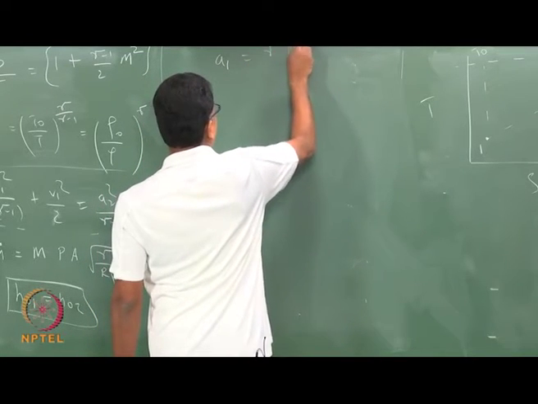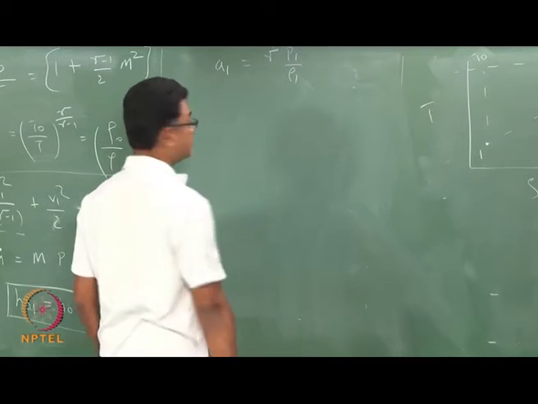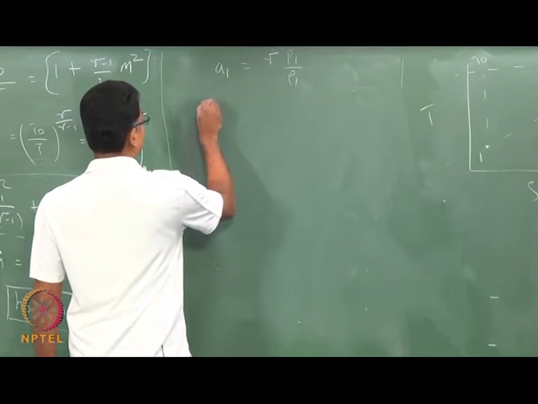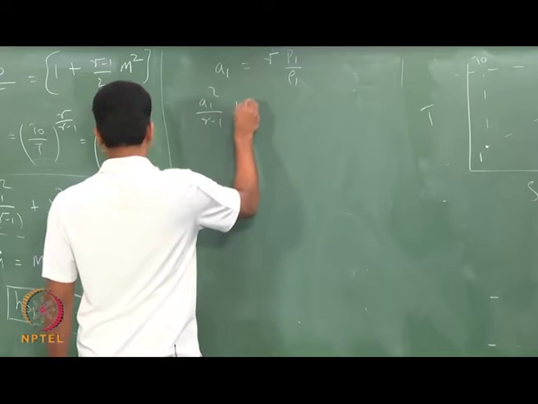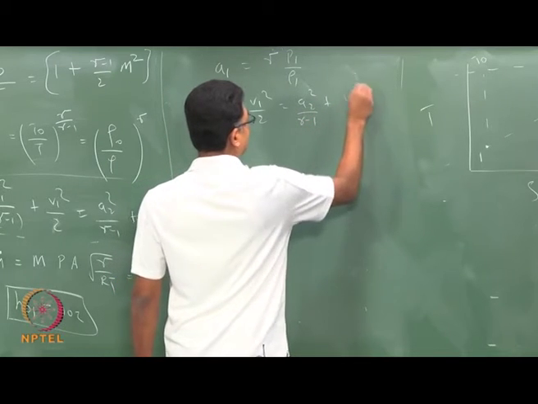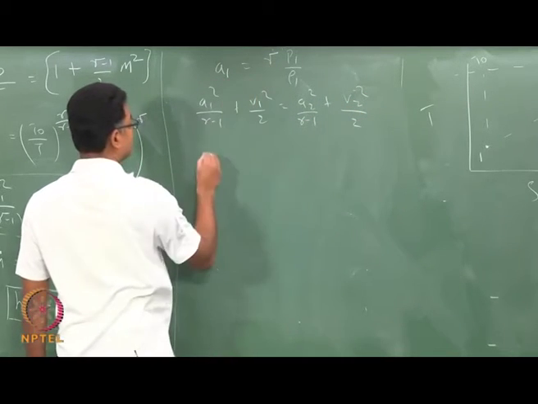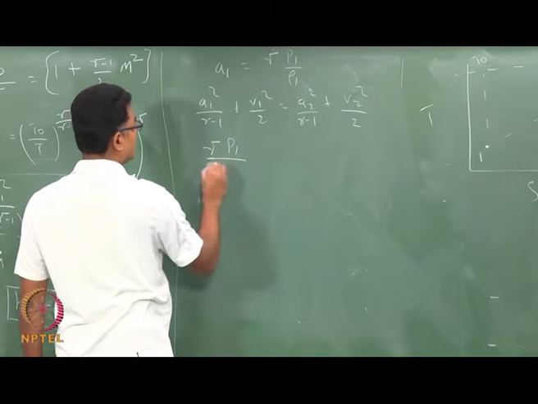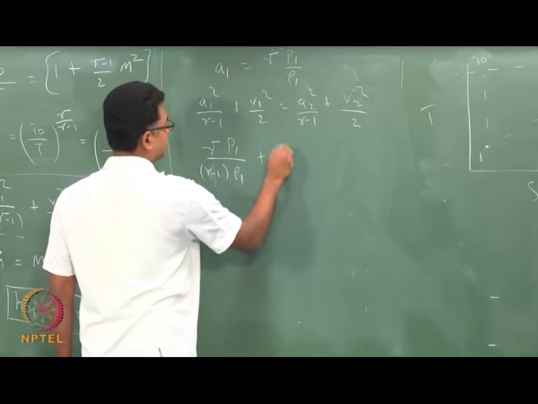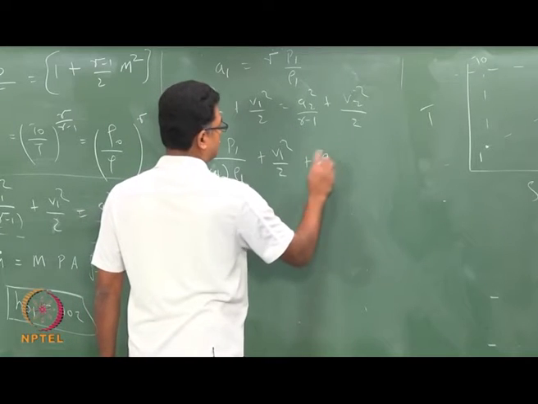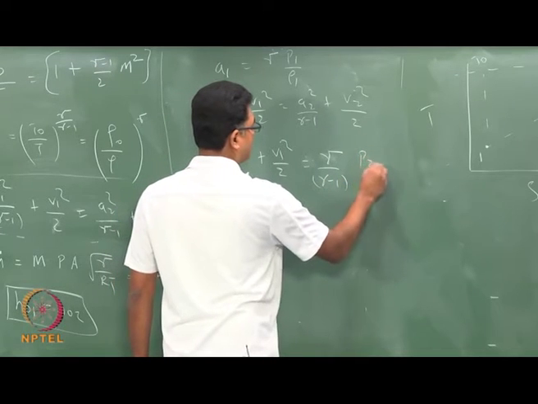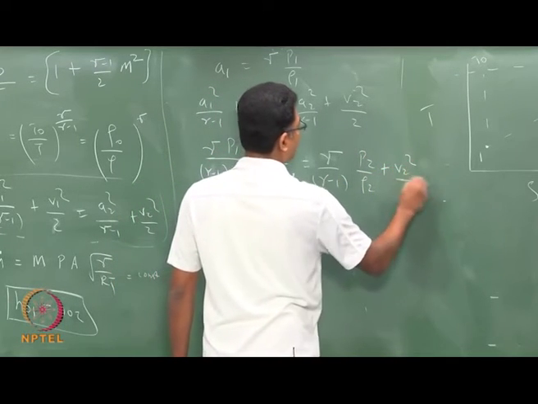gamma P1 by rho 1 for an isentropic process, which we had seen. So, I substitute that here. So, my A1, I will rewrite that first. So, I substitute this equation. So, it is gamma P1 by rho 1 plus V1 square by 2 equals gamma by gamma minus 1 into P2 by rho 2 plus V2 square by 2.